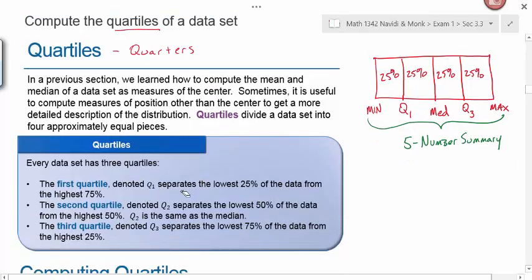Quartiles divide our data into equal parts where the parts are 25% each. The first quartile separates the lowest 25% of the data from the highest 75%. The second quartile, denoted Q2, separates the lowest 50% from the highest 50%. It's the same as the median. On your graphing calculator, you won't see it referred to as Q2, you'll see it referred to as median. The third quartile then separates the bottom 75% of the distribution from the top 25%. Are there any questions about what a quartile does or what it is?